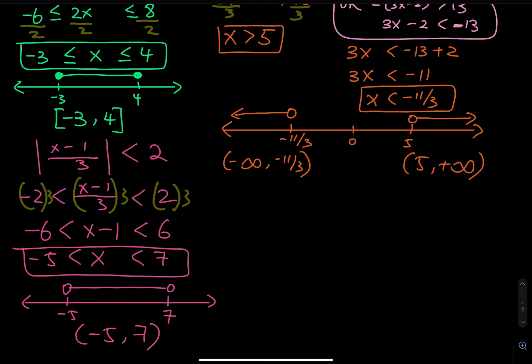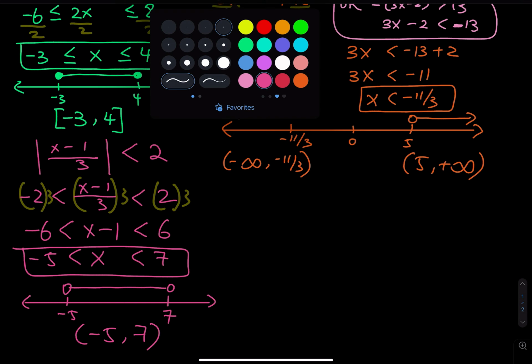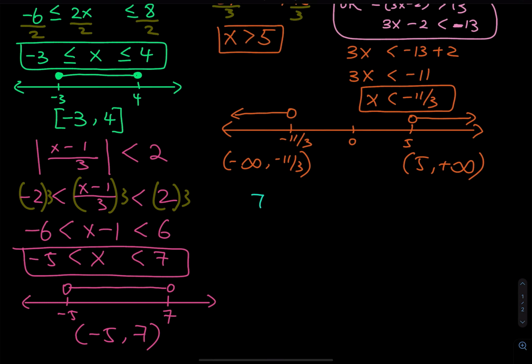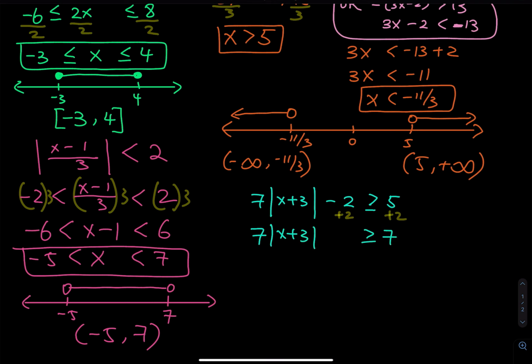Okay, so let's do one more example and then we will finish this video. How about 7 absolute value of x plus 3, close the absolute value, minus 2, greater than or equal to 5. So in this situation, I would like to clean up everything outside of the absolute value. First step is add 2 on both sides, and then you have a 7 absolute value. 5 plus 2 is 7, and then you divide 7 on both sides. And then you have absolute value x plus 3 greater than or equal to 1.